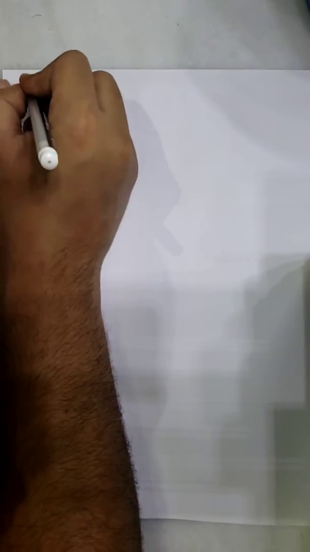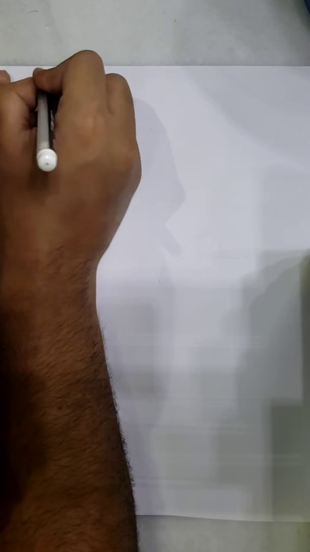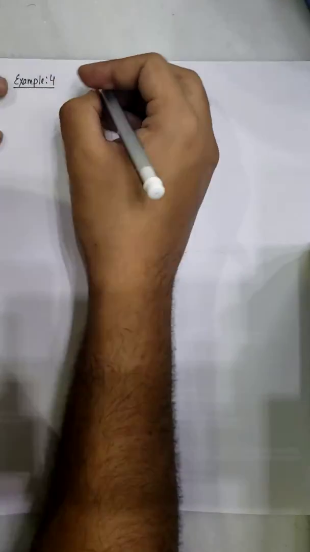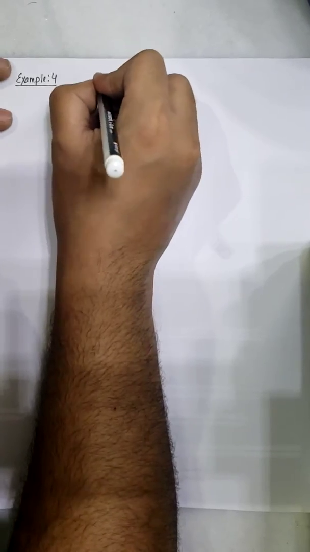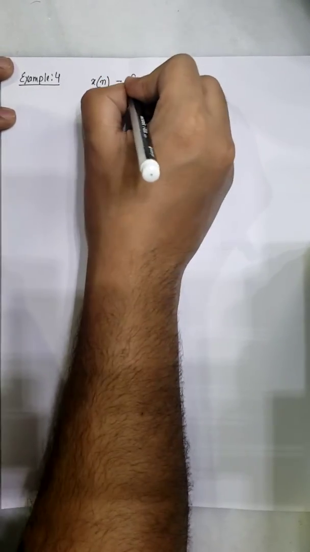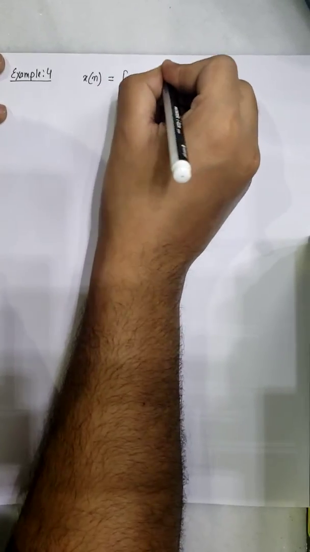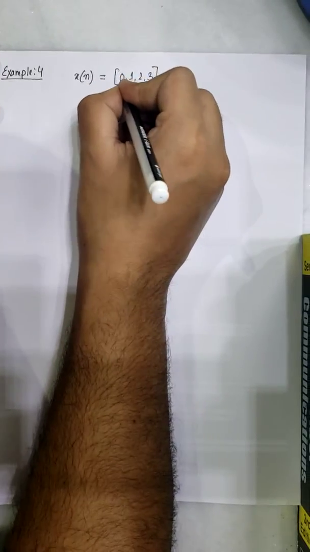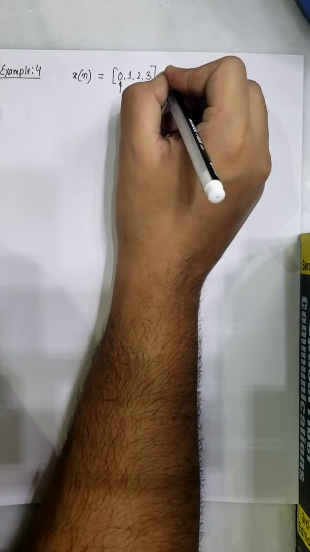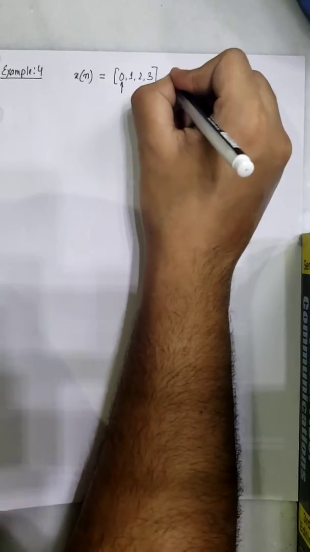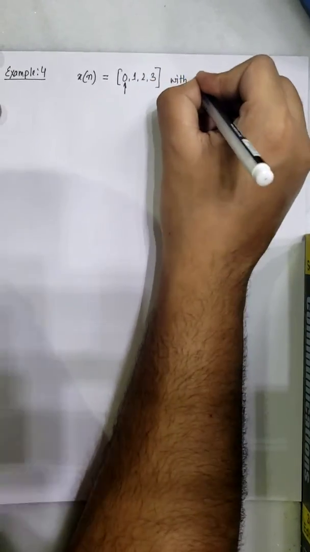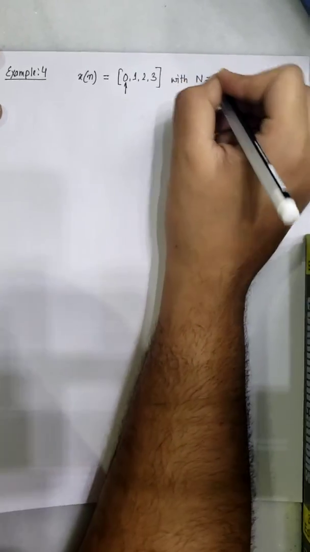Now in today's final problem, example 4, we are given a periodic signal x of n which is equal to 0, 1, 2, 3, where the value 0 is at the origin, with a period N equal to 4.